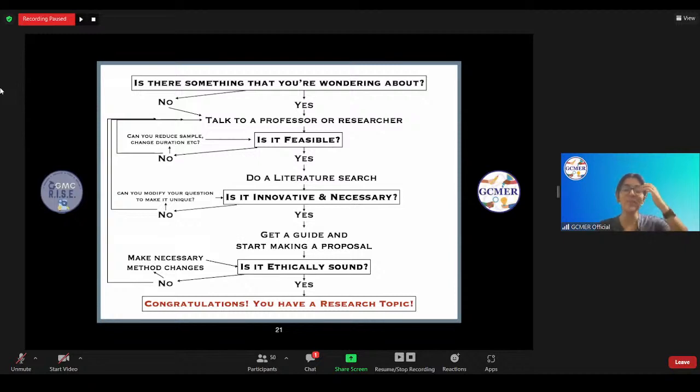Anyway, so if you go from the top, that is whether there's something you're wondering about, and you just jump to whether it's ethically sound, right? You haven't gone through whether it's feasible, you haven't gone through whether it's necessary. You don't have a research topic then, because you might find out that, okay, I have submitted to the ethical committee and it's great, they say that your ethics are well in place, but if it's not feasible, if it's not innovative, you don't have a good research topic. And that's what you need to remember.